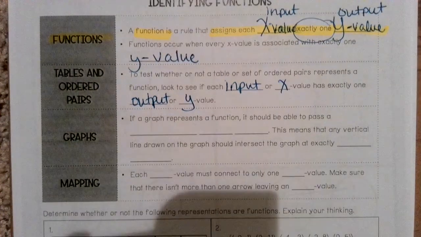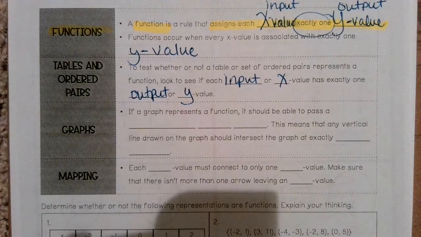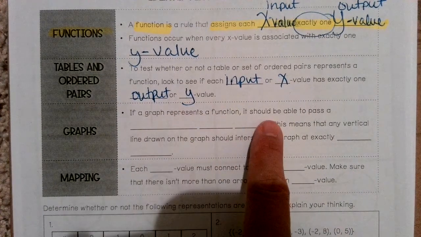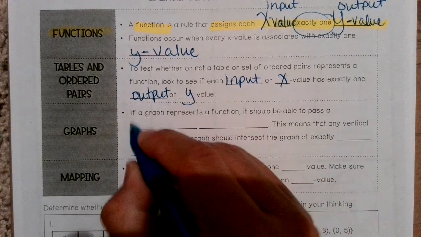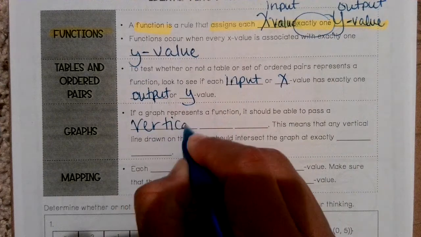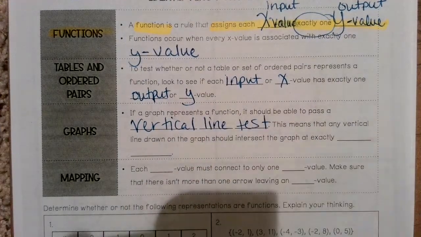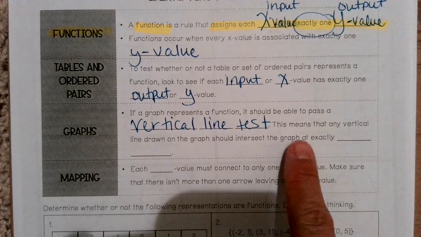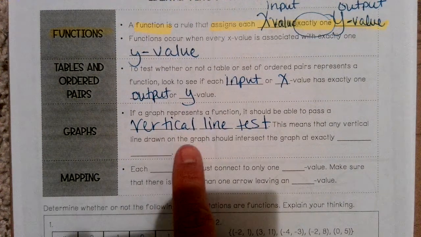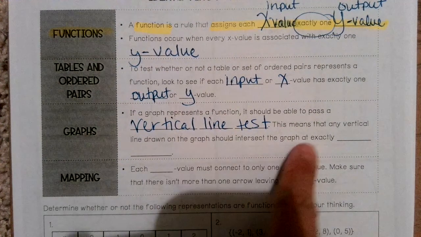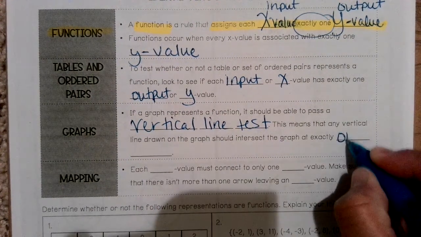So how about on a graph then? Well, if a graph represents a function, it's going to be able to pass a vertical line test. So again, these are just some notes, but you'll be able to see how it works in just a sec. This means any vertical line drawn down the graph should intersect the graph at exactly one.